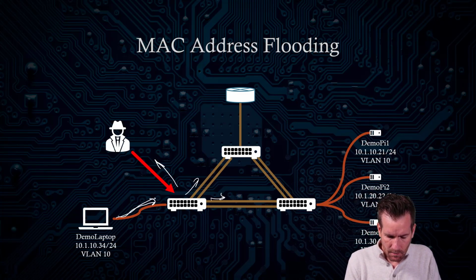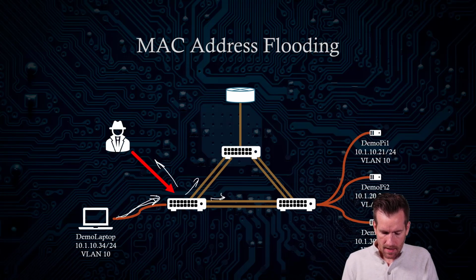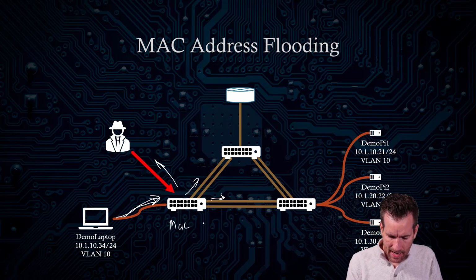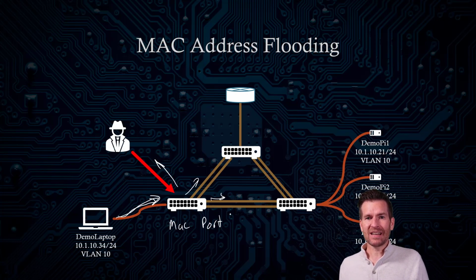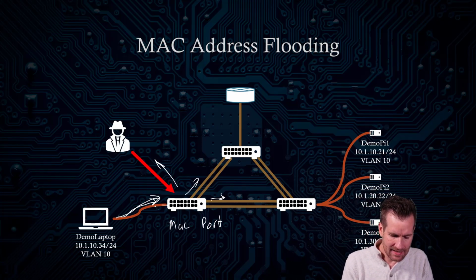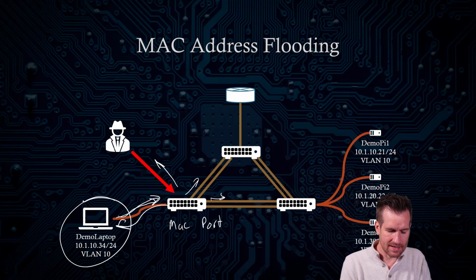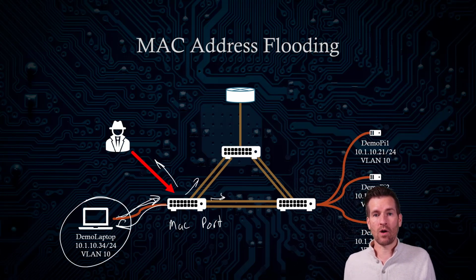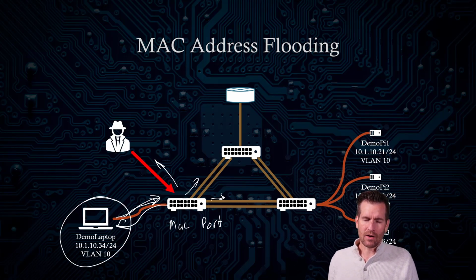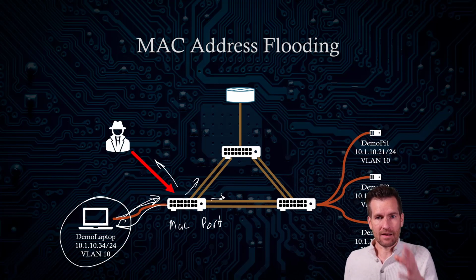So when the demo laptop sends out a frame, this switch records the MAC address and the port that it comes in on. And now if anything's going to that MAC address, it can send it only on to this demo laptop and not out all of its ports. Now the attacker will leverage this.